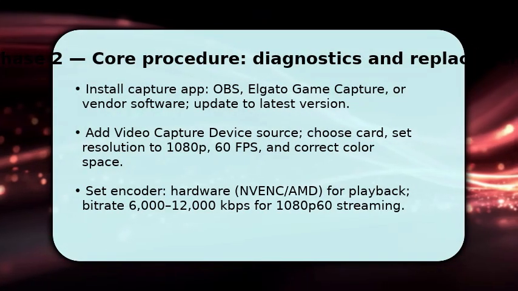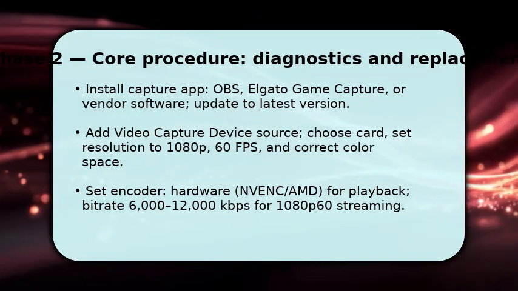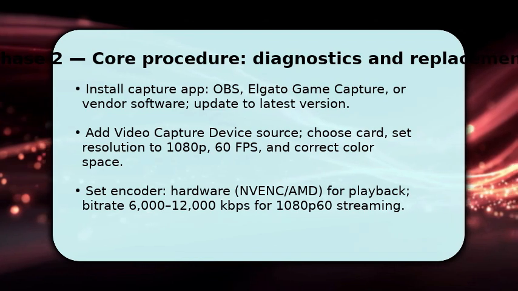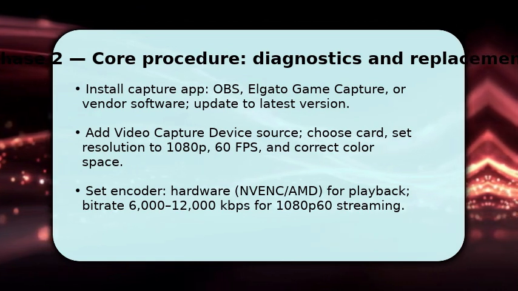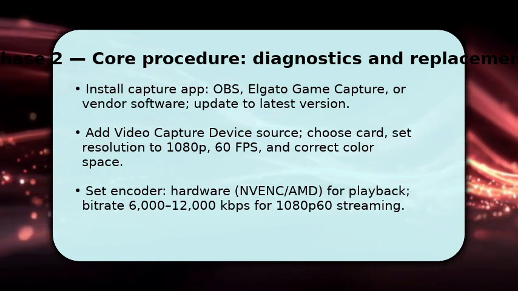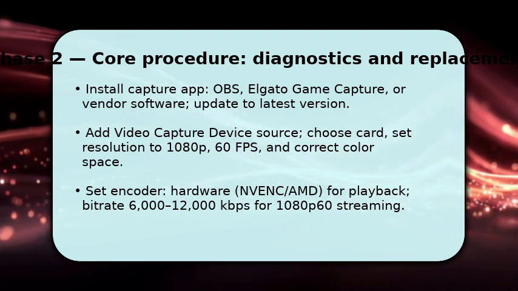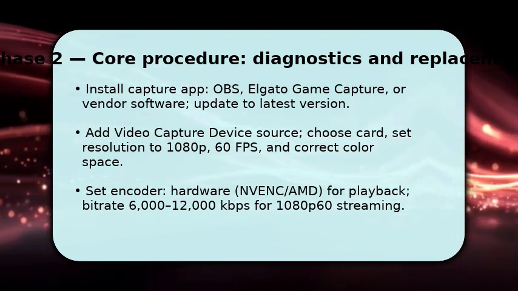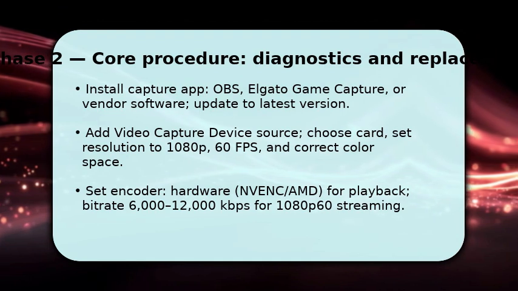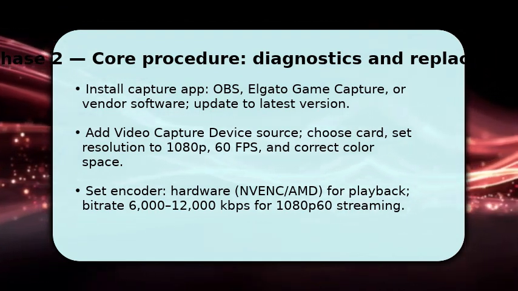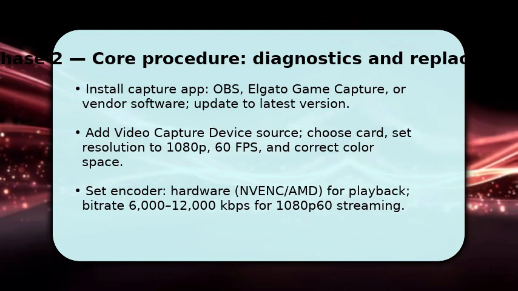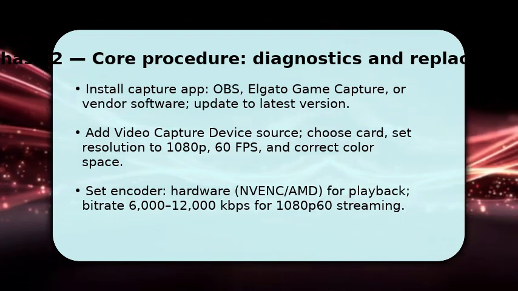Next, open your capture software and add the capture card as a video capture device, because the app needs that input to receive frames. Select 1080p and 60 FPS to match the Xbox, and pick the correct color space to avoid washed colors. Choose hardware encoding, NVENC or AMD, when available to offload CPU and reduce dropped frames. Choose software encoding only if you need specific filters.